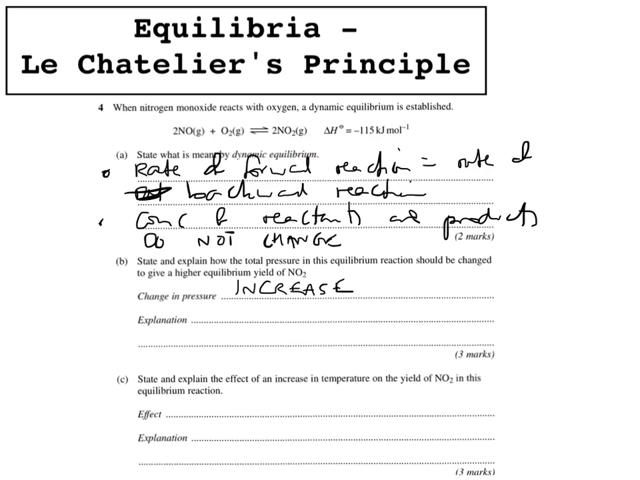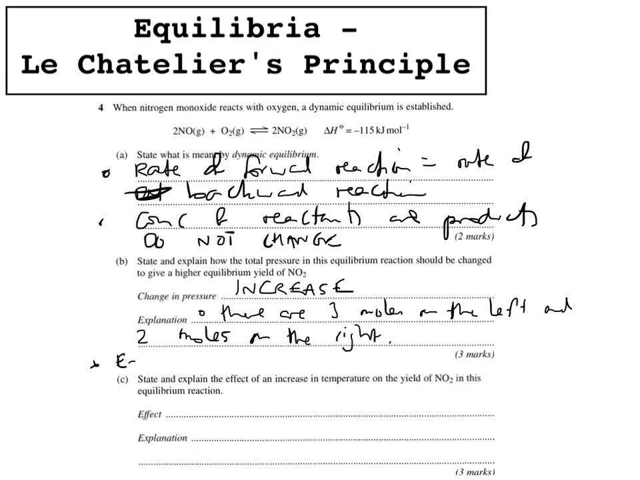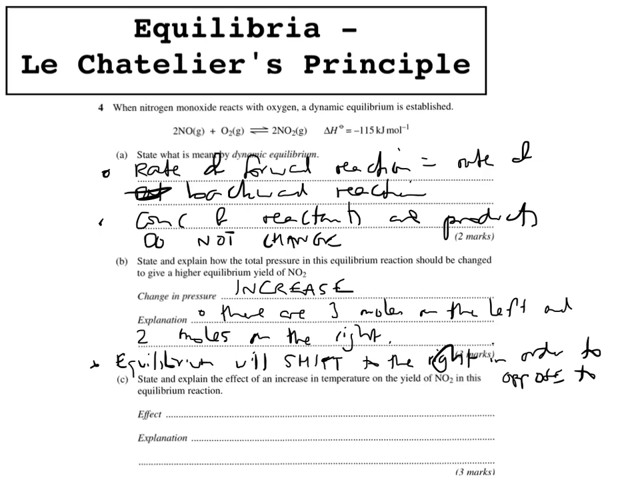And the reason, or the explanation, follows the same principles as before. So you'll say how many moles of gas are on each side. So there are 3 moles on the left and 2 moles on the right. And then you say, therefore, equilibrium will shift to the right in order to oppose the increase in pressure.